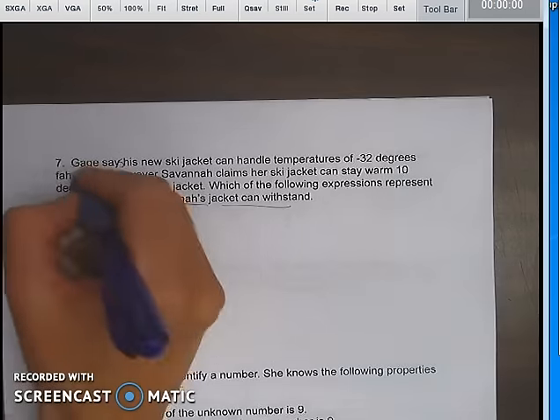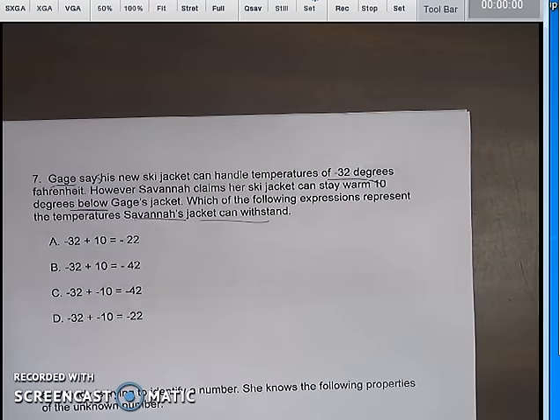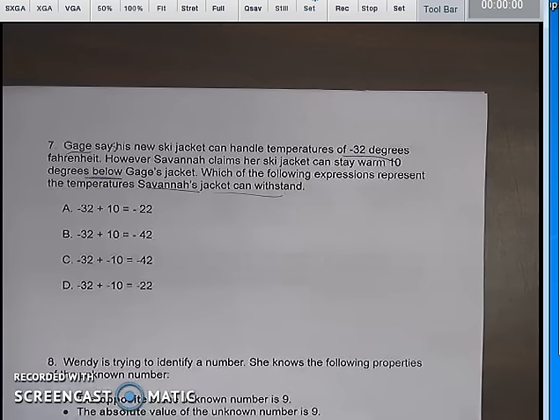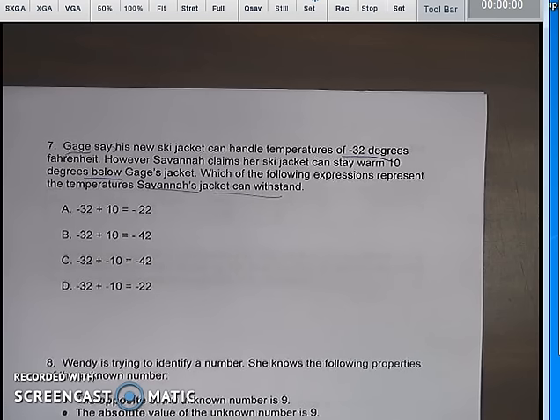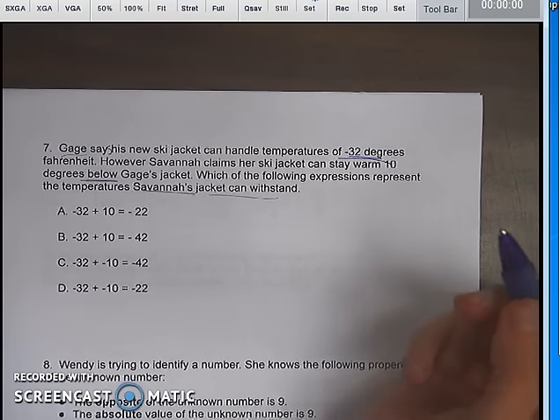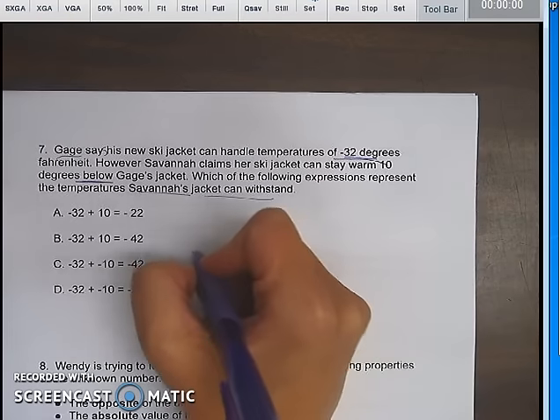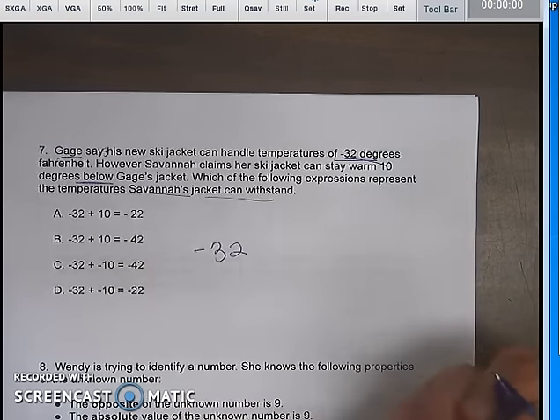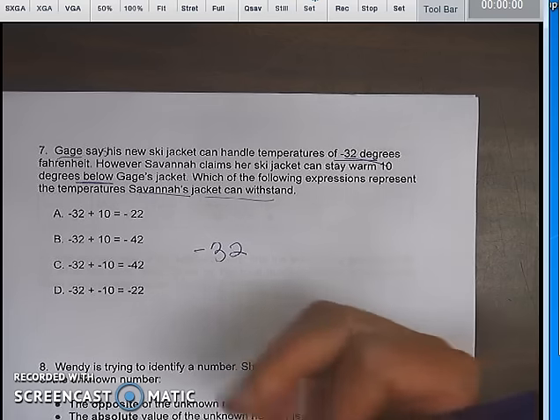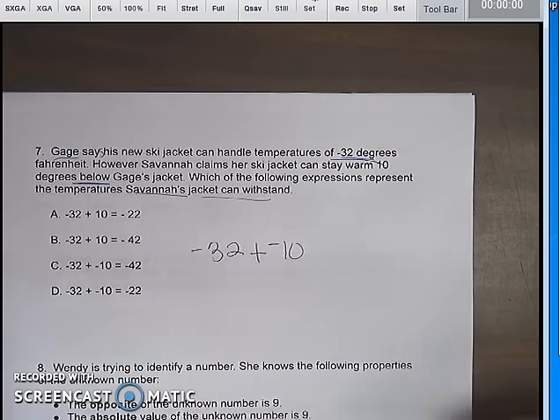Okay, so first of all, Gage's jacket says that he can stay warm at negative 32 degrees. So let's just talk about it. Gage's jacket can handle temperatures of negative 32 degrees. That is very cold. However, Savannah claims that her jacket can stay warm 10 degrees below Gage's. So if Gage's is at negative 32, and Savannah is saying that hers can withstand 10 degrees more, I could add a negative 10 to that.